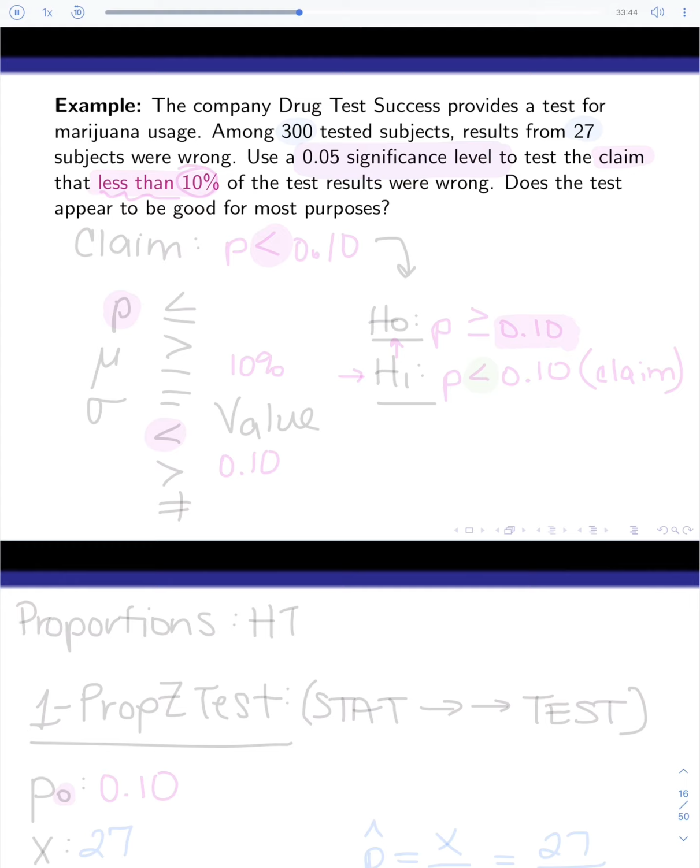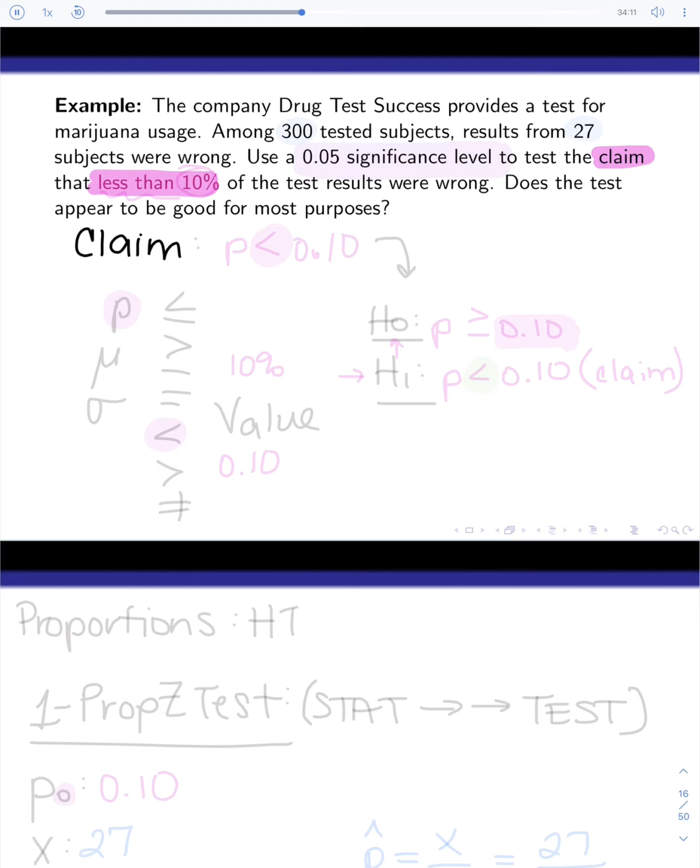So where we're always going to start on these hypothesis testing problems is with our claim. And our claim has to deal with that they were claiming that less than 10% of the results were wrong. So what we're going to start out with is our claim. So let's start by translating our claim.